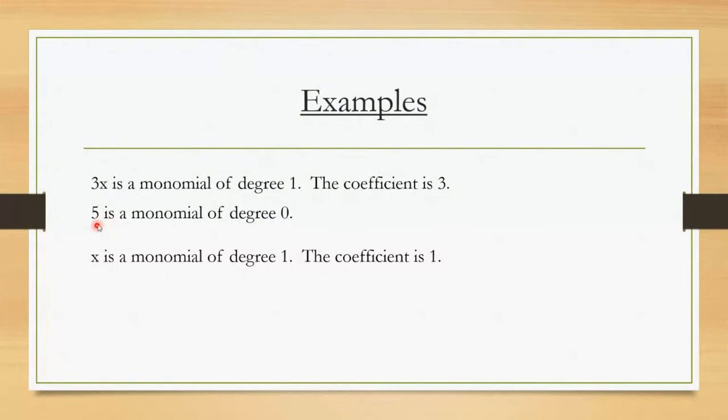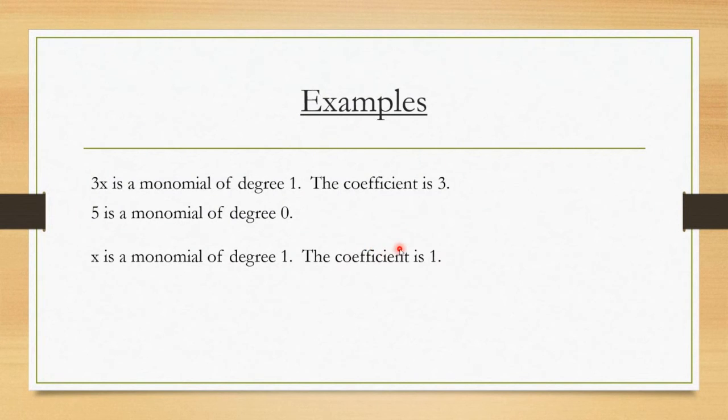5 is a non-zero constant, and there's no variable here, so 5 is a monomial of degree 0. x alone is a monomial. Its degree is 1; again, if the exponent is 1, we don't write it. The coefficient here is 1. It looks like there's no coefficient, but it's actually 1. That's monomials, mon meaning one term.